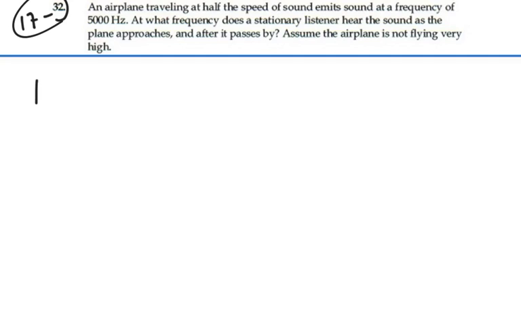So this is pretty dangerous. So you have a jet airplane flying just off the ground, flying at a speed equal to, so the velocity of the source is 1/2 the velocity of sound. And you're an observer listening to this, hopefully not too intently because it's pretty dangerous.